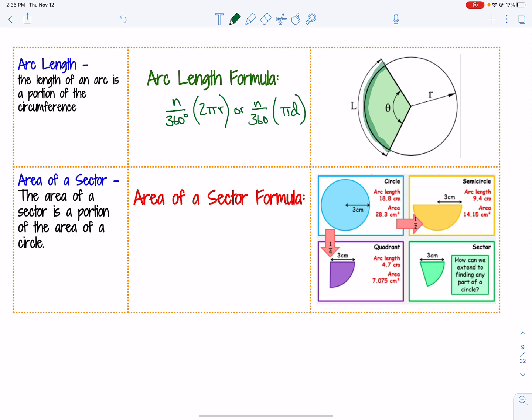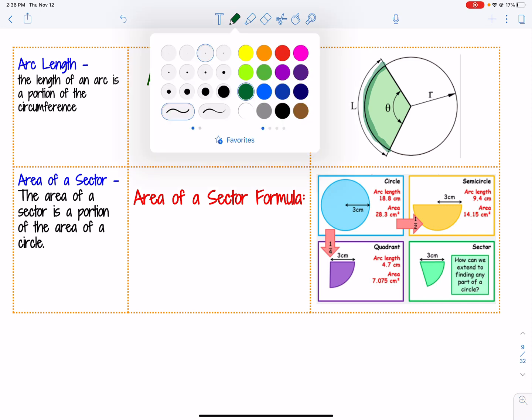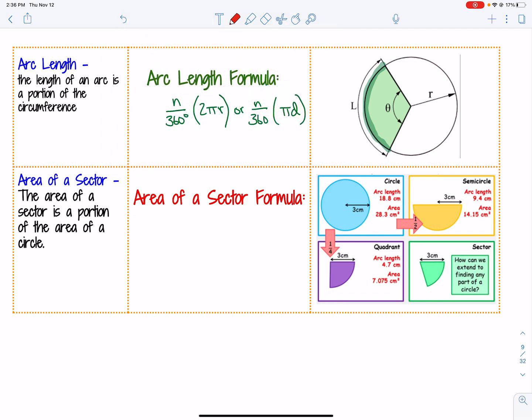So it's a portion of the arc that would cover the whole circle. Whatever your arc measure is, you put over 360 and then multiply it by the formula for the circumference. For area of a sector, it's a portion of the area of the whole circle. So we still have n over 360 for that portion of our whole circle that we're looking at. And then we just have to multiply by the area of the circle, which is pi r squared.